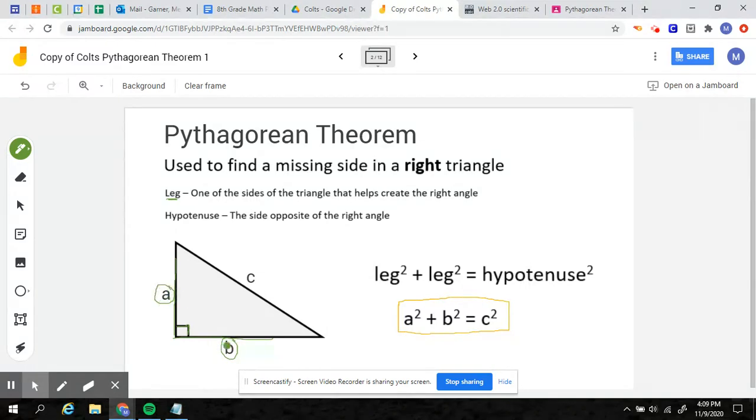It doesn't matter which one is a, which one is b. Those can be switched. The side opposite of that right angle, the longest side on this triangle, is c. That is your hypotenuse. So your theorem says side length a squared plus side length b squared equals your hypotenuse squared.